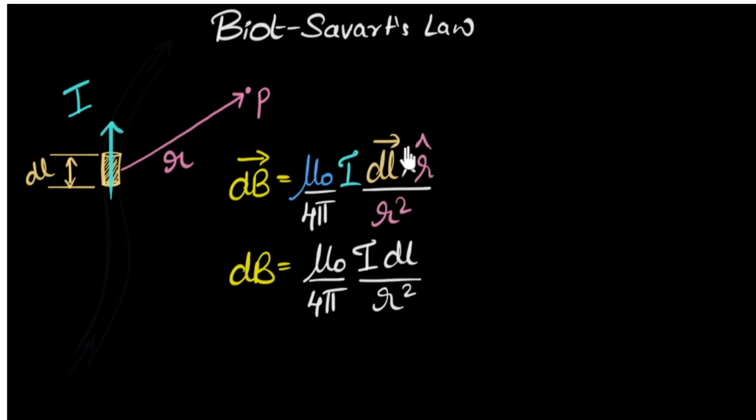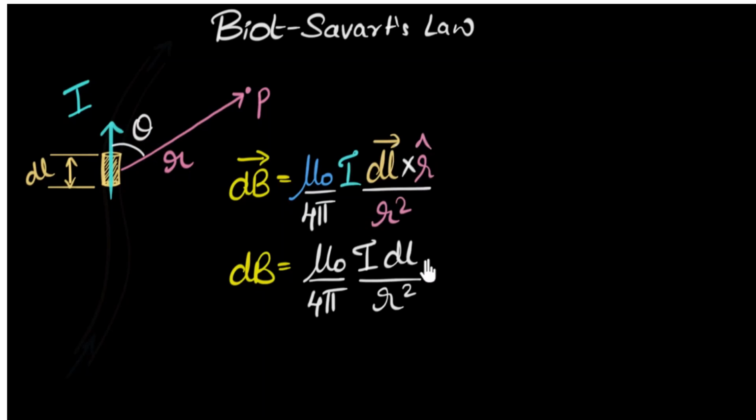Here the magnitude of dl vector is dl. The magnitude of R unit vector is 1. So dl into 1 into sin theta. Here theta is the angle between dl and R. Here dl is along the direction of the current I and R unit vector is along the direction of R.